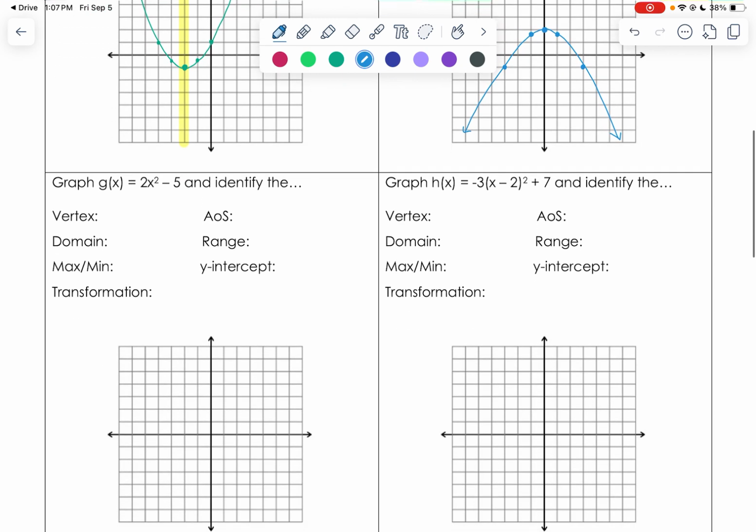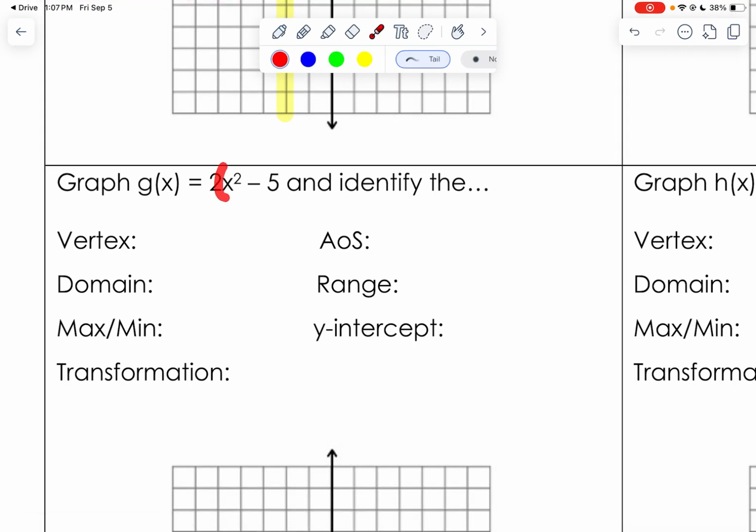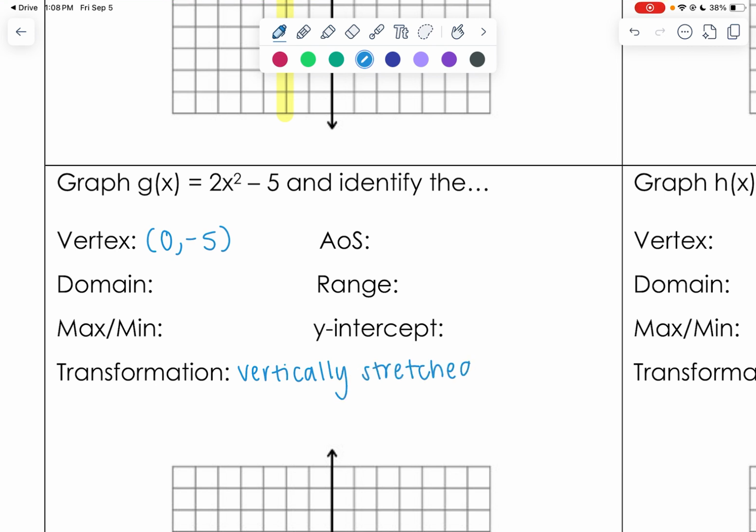Okay? Taking a look at a couple more in vertex form right here, I have nothing inside the parentheses again. So that's going to be 0. And then my k is negative 5, right? Okay. So I'm thinking like this 2 is going to vertically stretch it. I kind of like to do the transformation first, and that helps me with all of this, helps me with the graph, right? So the 2 is going to vertically stretch it. It's not translating left or right at all. It just went down by 5. So translates down 5.